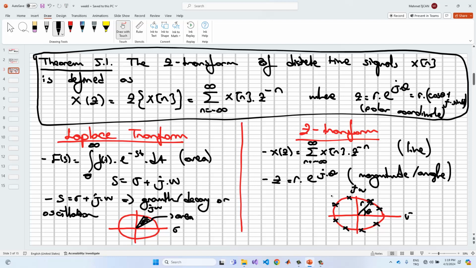This is the basic difference between the Laplace and the Z transform. And so what is the source of this difference? Sampling. Nothing more. Okay? You need to understand that.